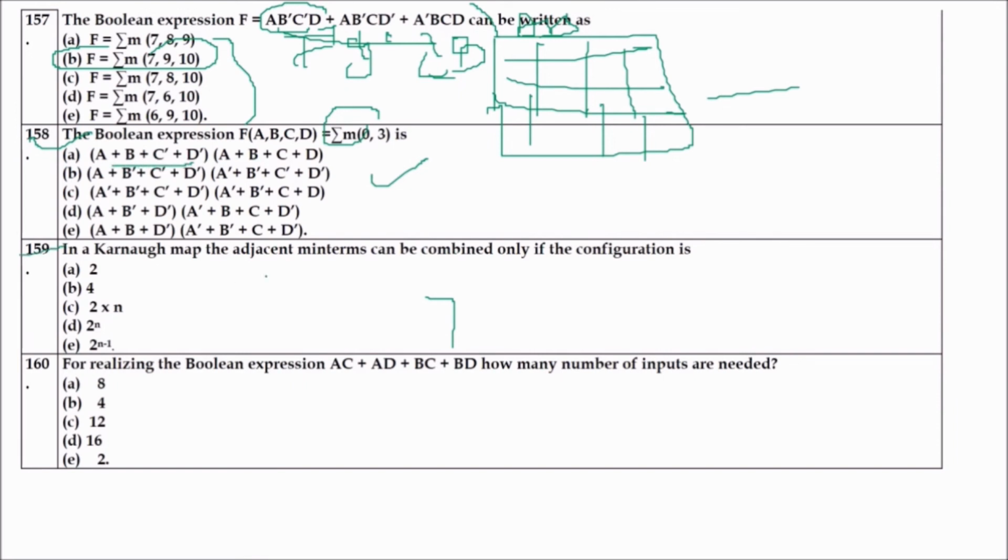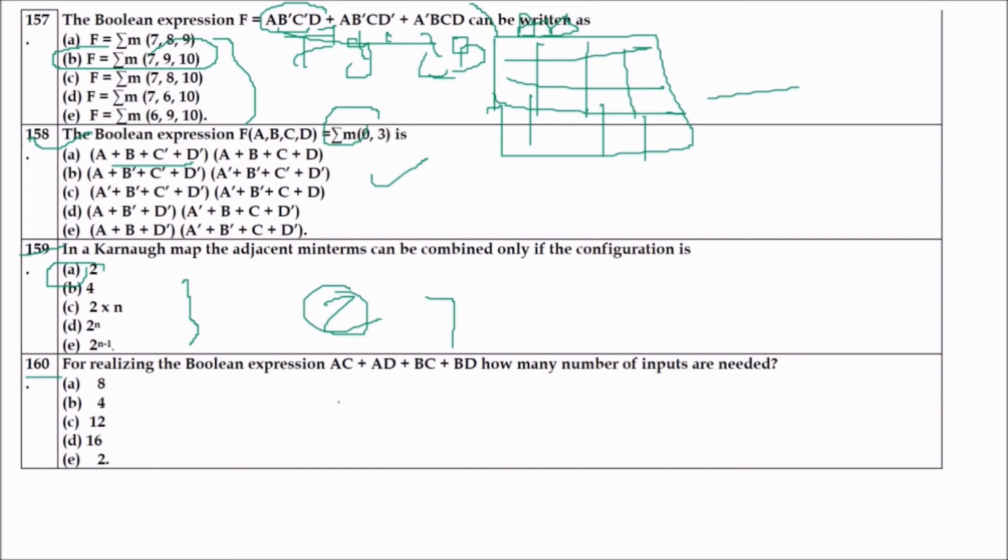Next is, in a Karnaugh map, the adjacent minterms can be combined only if the configuration is what? The answer is configuration of 2. So answer would be, we'll take the answer as A. Karnaugh map, the adjacent minterms can be combined only if the configuration is 2.